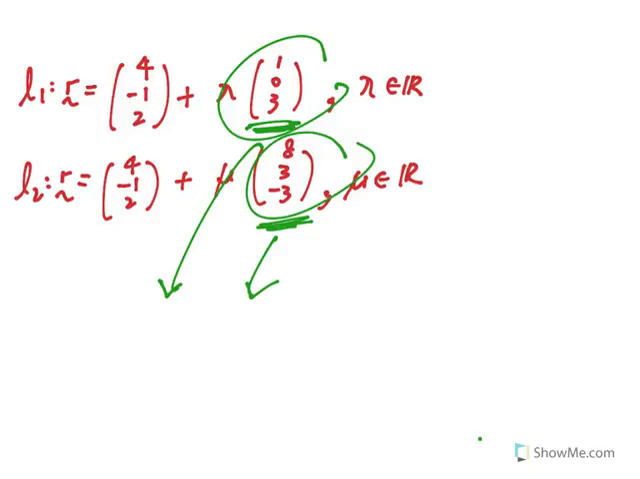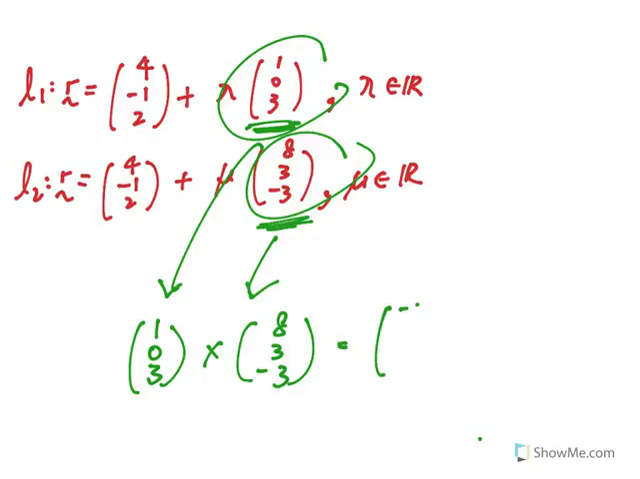What do I do? Perpendicular to both of them means I just take the vector product. So quickly, (1, 0, 3) vector product with (8, 3, -3). Tell me what will you get? 3, -27, 3. So you can scale this down. If not, you can leave it first. Then after that you go to the question.